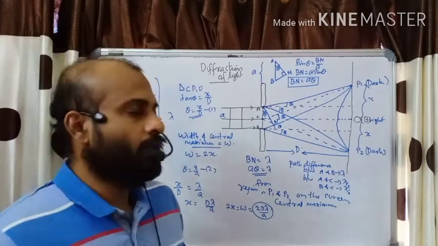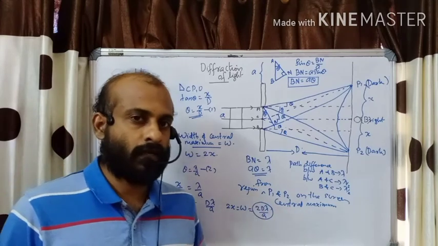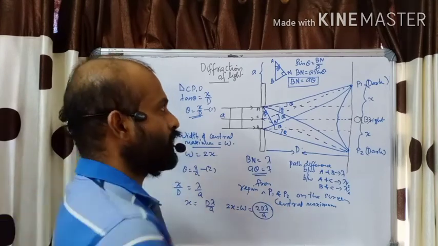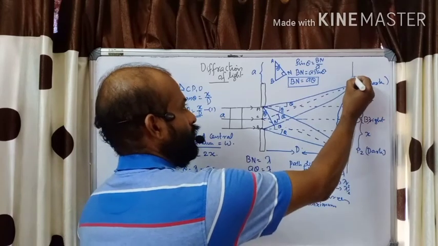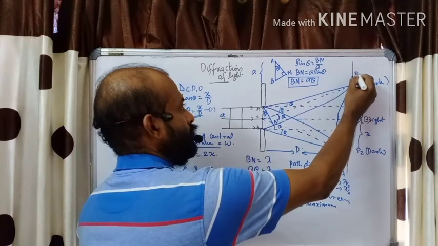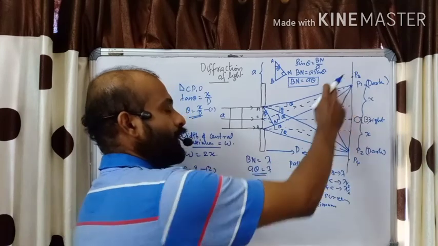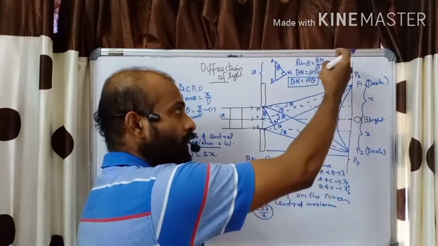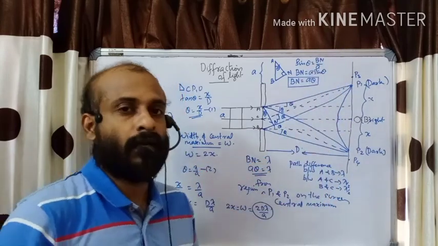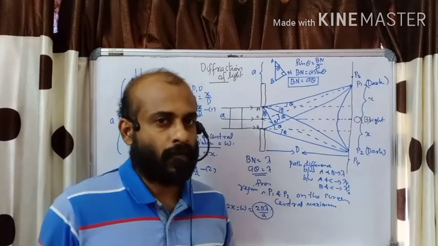Now it is observed that we are getting a diffraction pattern due to the single slit experiment. If we consider two other points, we can say this is P3 and this is P4. At these points, we will again get a bright region, but the brightness will be less than this. Again, we will get a dark region. So we will get alternate dark and bright bands on the screen. That pattern is called a diffraction pattern.